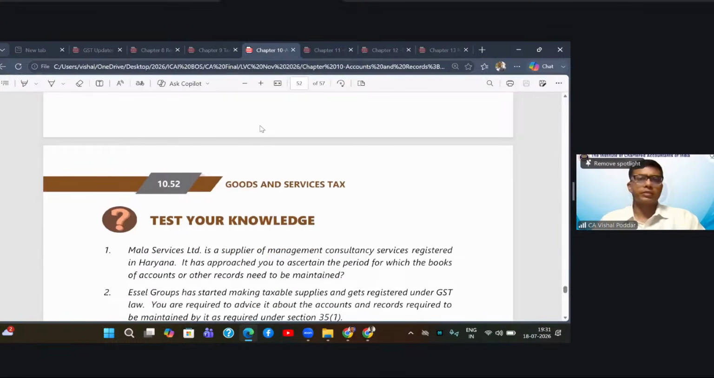Students, these are some details relating to documents and reports.